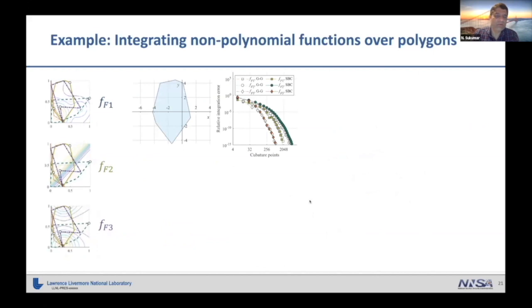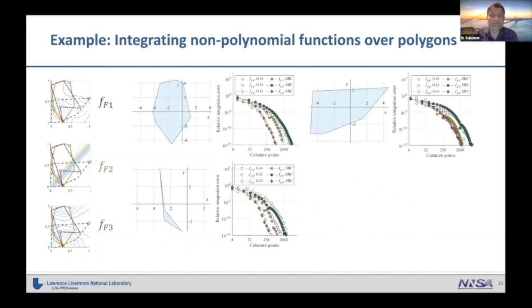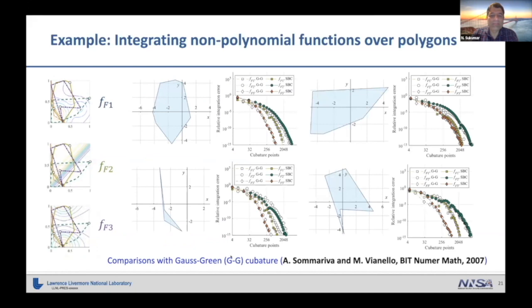We integrated over 4 shapes, and what we do is take these shapes and map them inside the unit square so that it mimics the test which Franke did. Here I'm showing you the iso contours, but they're very difficult to visualize. The 4 shapes are overlaid here as well as their iso contours, and these are the shapes in the physical space. And here are the results, which I just showed you, and they are compared with the Green-Gauss theorem cubature scheme of Sommariva and Vianello.